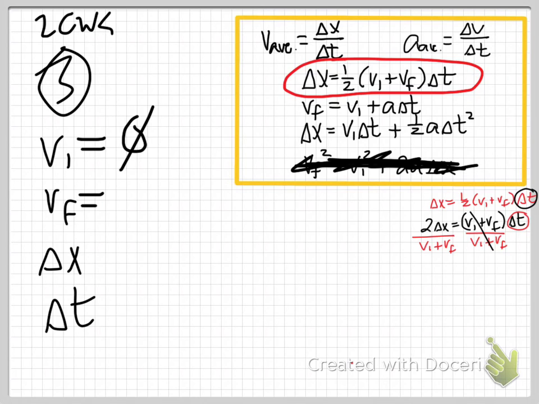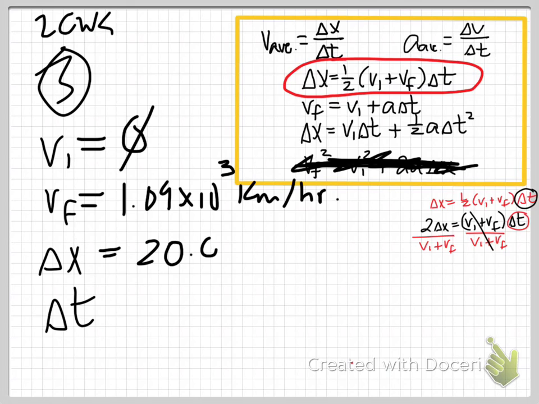Okay, so what do we have for VF? We have 1.09 times 10 to the third kilometers per hour. Delta X is 20.0 kilometers, and we want delta T. Now, doing this, we're going to get an answer in what units for time? Hours. So the answer on the key is given in seconds. Is that perhaps? I don't know.